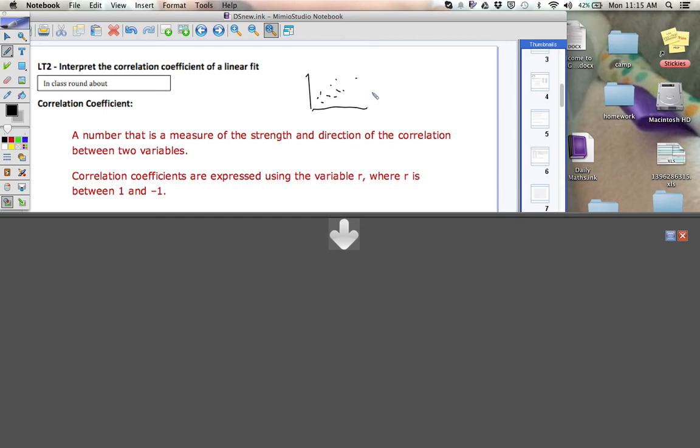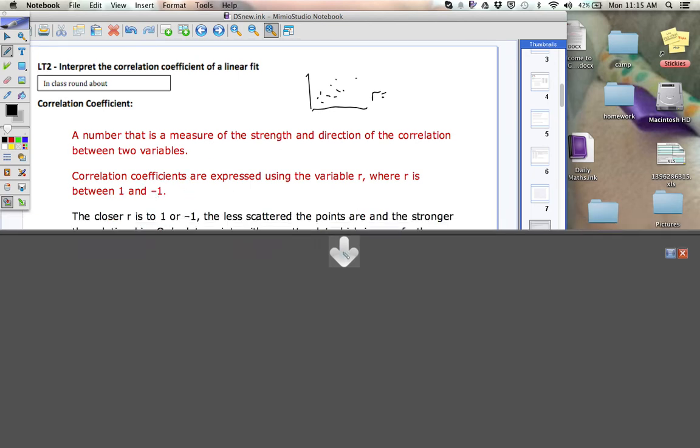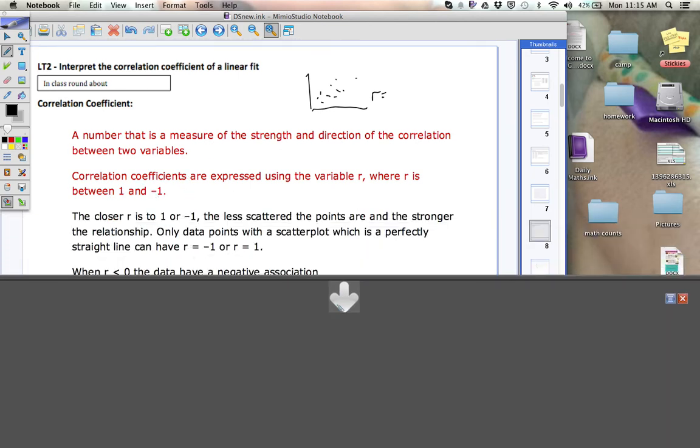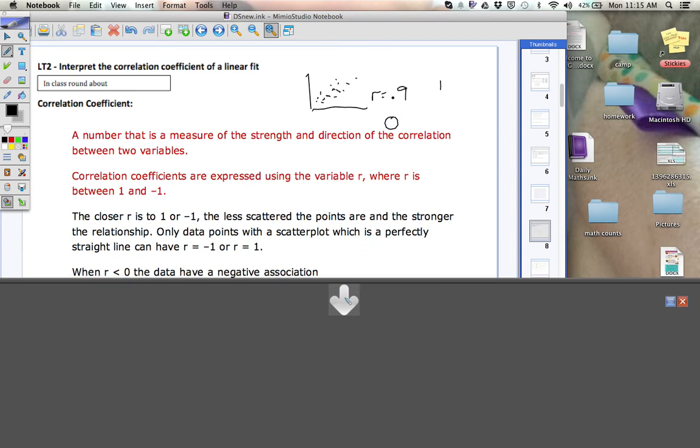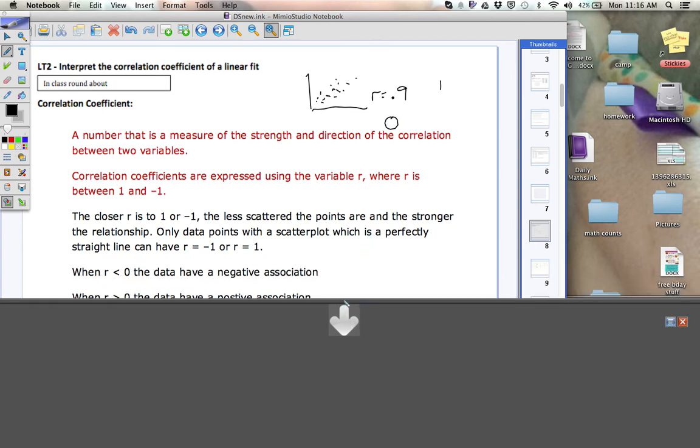So I would say the r is, and if it's positive, I leave my number positive. It's between 1 and -1. The closer r is to 1 or -1, the less scattered the points are. If it's really close to 1, like 0.9, that's really strong. That's almost a straight line. If it is 1, that is a straight line. 0 means no correlation. When we have something that's negative, that means a negative correlation. This is positive, so it's positive. So let's just finish here.